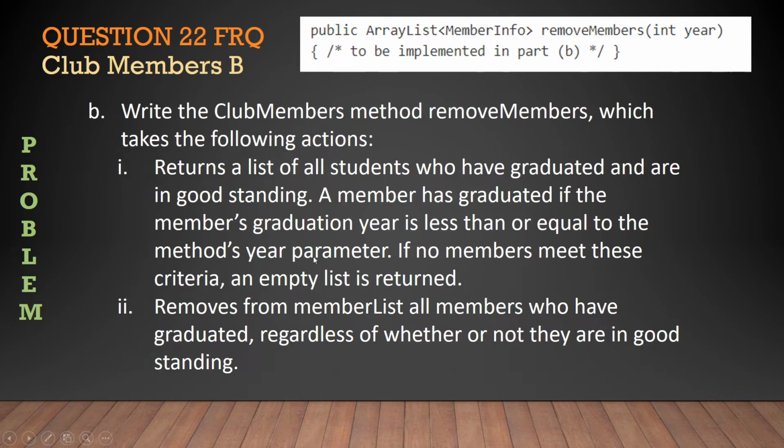If no members meet these criteria, an empty list is returned. Okay, so that's the first part. The second part removes from the member list all members who have graduated, regardless of whether they're in good standing or not. So basically, remove all the members who have graduated, but the ones in good standing, put them into a separate list and return that.